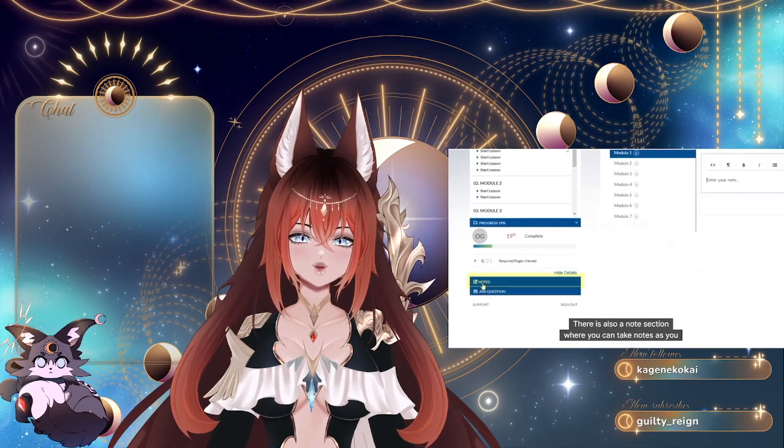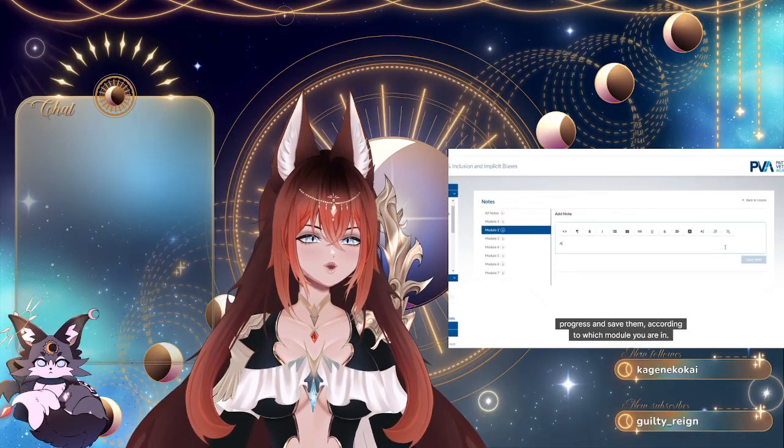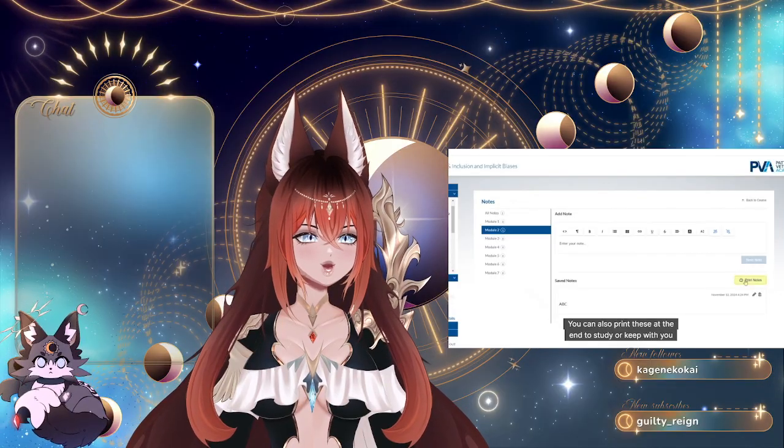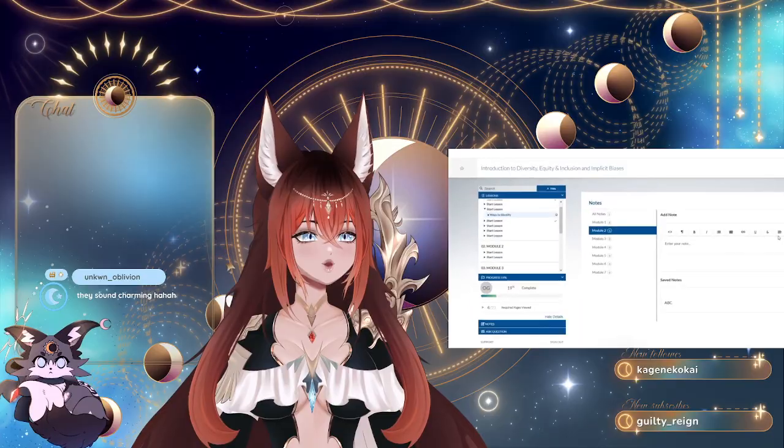There is also a notes section where you can take notes as you progress and save them according to which module you are in. You can also print these at the end to study or keep with you for later Oh, wait, reference. that's actually cool. The They search sound bar is charming.